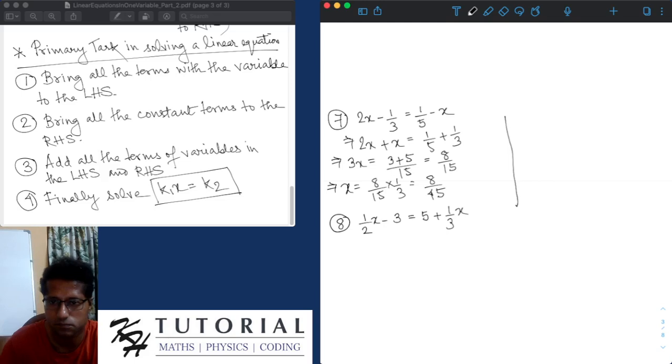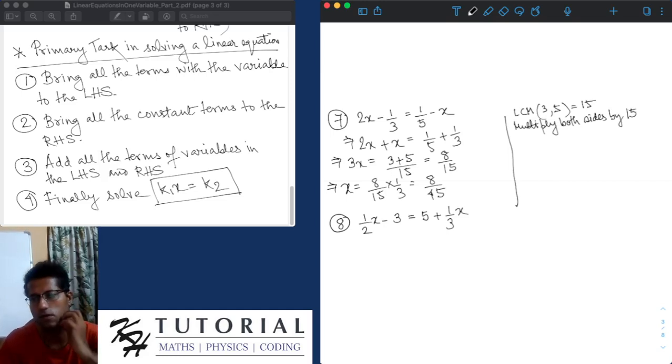The terms will be variables that have an integer coefficient, and all the constant terms will also be integers. Then what you can do is, you see the denominator of all the fractions. In this example it is 3 and 5. You find the LCM of 3 and 5, which is 15. Now multiply both sides by 15. This will eliminate the fraction.